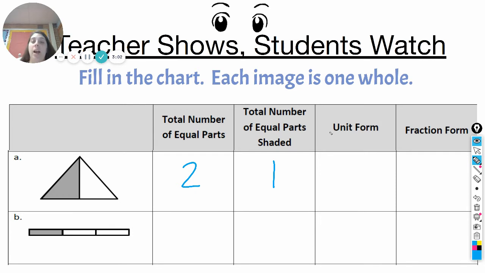Then it's asking how that's written in unit form. Okay, remember unit form is the word. So 1 piece is shaded, so we're going to write the number 1. There's 2 pieces all together. We know that that's halves, so we're going to write 1 half. And we have to write out that word, which is why you might need the fraction strips to see those words on the back. Next, it's asking fraction form. So we say it the same way, but we write it differently. 1/2.